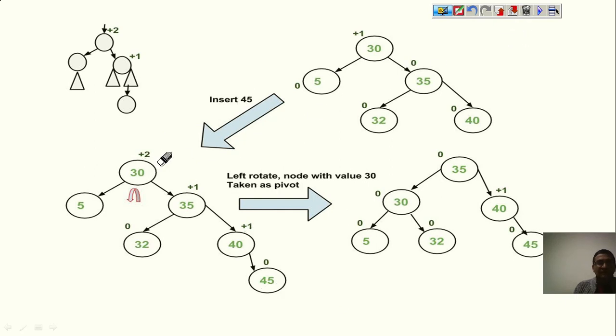So this will be your Z, this is your W, this is your Y, and this is your X. So here you can see the case is right, right. That means you need to do the left rotation here. So when you do the left rotation here, what is going to happen? This becomes the left child of 35 and 32 becomes the right child of 30. So you can see here, and because this is a right-right case, only one rotation will make it balanced.